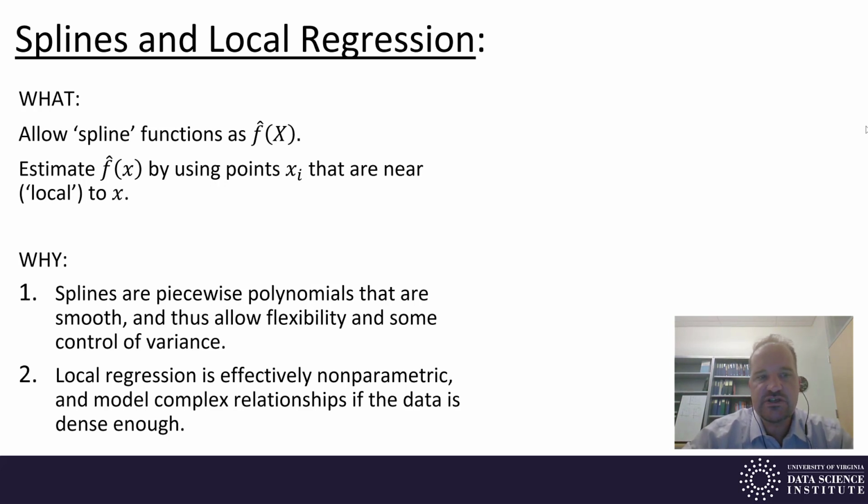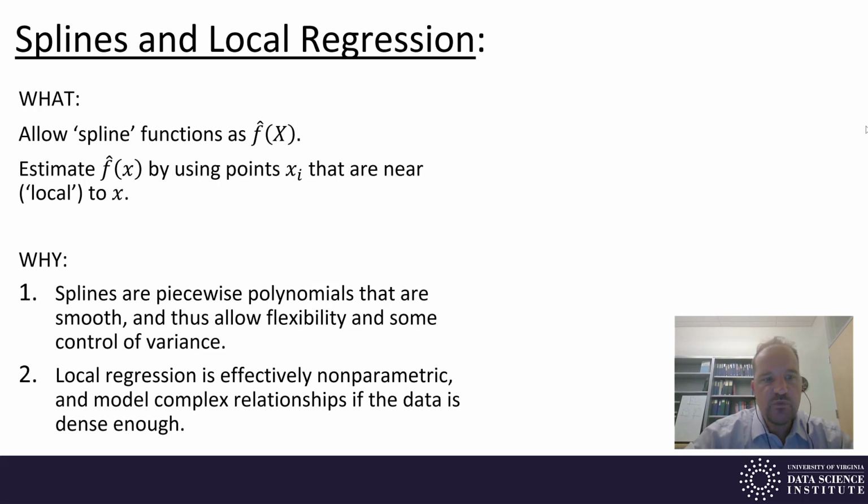So we're going to approximate the relationship between our inputs x and our outputs y using splines. We'll introduce splines in a minute and talk about what they are. And when we do local regression, we're estimating the f hat function using points xi, so points in our training data that are near or local to the point x where we want to approximate this function. So we'll talk about how to do that as well.